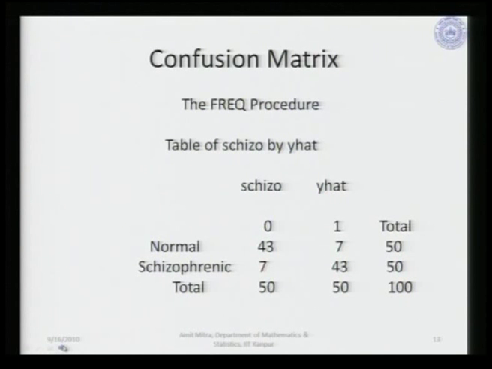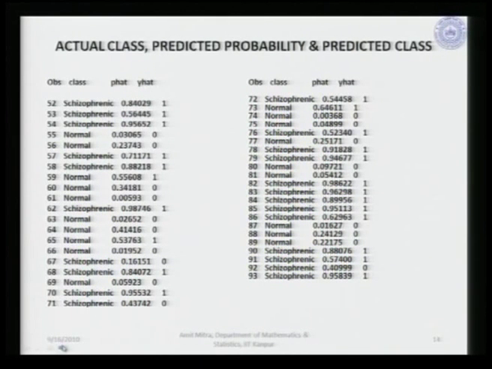Now this is the confusion matrix. What we have in here gives us once again 43 correct classifications from the normal category and 43 correct classifications from the schizophrenic category, and these are the observations which are wrongly classified, coming from the two different classes. This is the y hat quantity and this is the actual class membership. So what we have here is just a representative of the data after the model has been fitted.